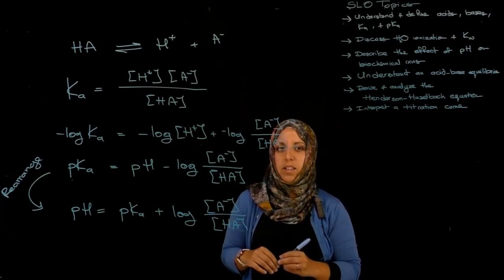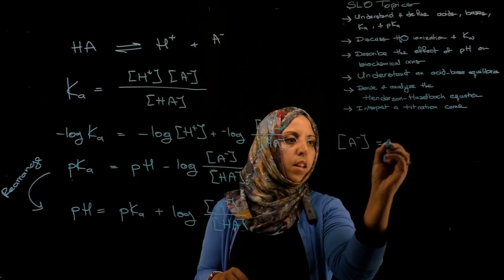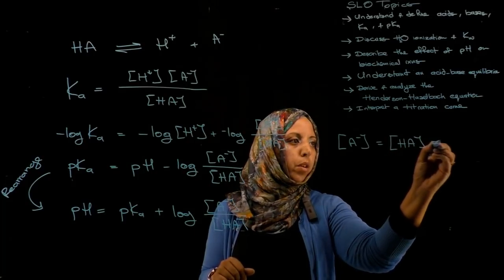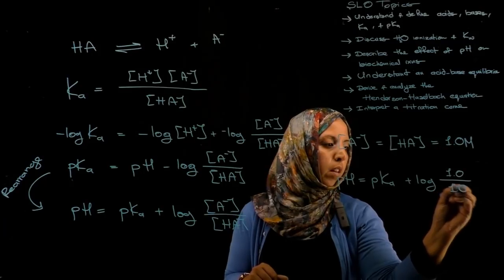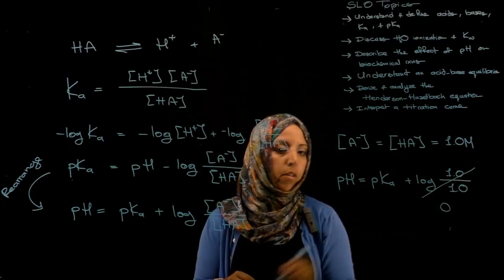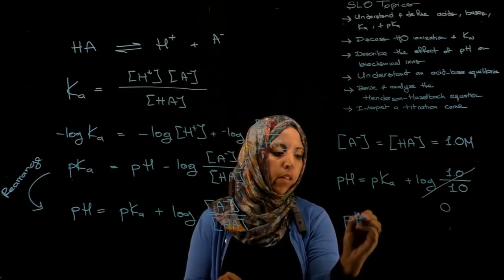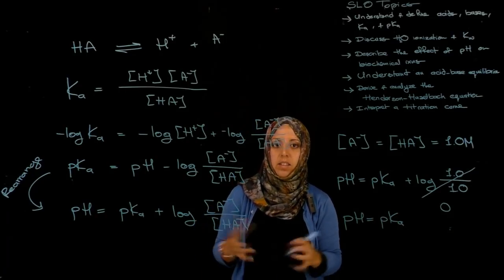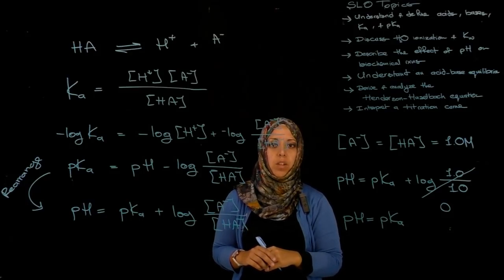So let's take an example. What if the concentration of the acid is equivalent to the concentration of the base? And let's just suppose it is 1 molar. So the log of 1 is basically 0. So when the concentration of the acid is equal to the concentration of the base, the pH of the solution is equal to the pKa of the acid, right? A concept that we'll touch back into in quite a bit of detail when we talk about buffers.